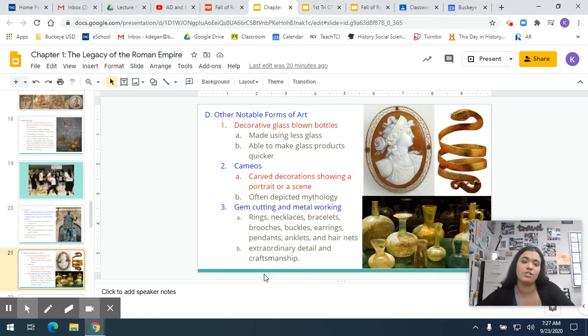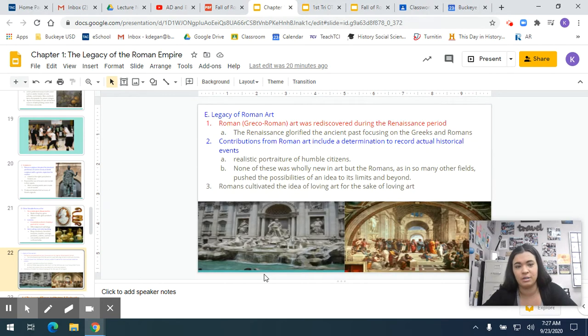Cameos were carved decorations showing a portrait or a scene, and they often depicted mythology. Again, the heroes in Greece and Rome were really important to them. And then gem cutting and metalworking, so rings, necklaces, bracelets, brooches, buckles, earrings, pendants, anklets, and hairnets were all super important to these people. And they had extraordinary detail and craftsmanship. I think you get that at this point, like watching Engineering an Empire, you understand how incredible they were, able to do some things.